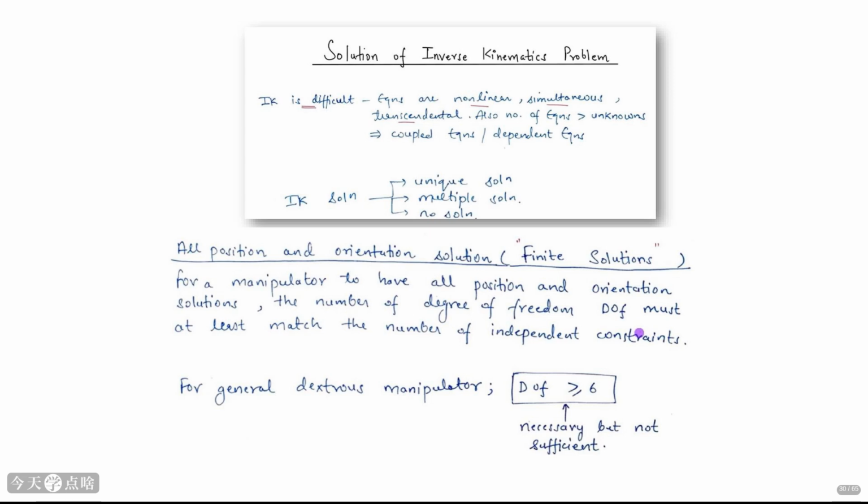As a result, the inverse kinematics problem can have several outcomes: a unique solution, multiple solutions, or sometimes no solution at all. For a robot to have a solution for all possible positions and orientations within its workspace, it must have enough degrees of freedom, DOF. The number of DOF must be at least equal to the number of independent constraints imposed by the task. Having sufficient DOF is necessary, but not always sufficient for a solution.